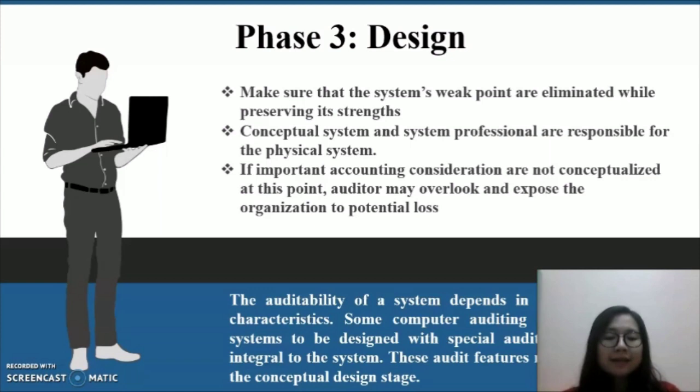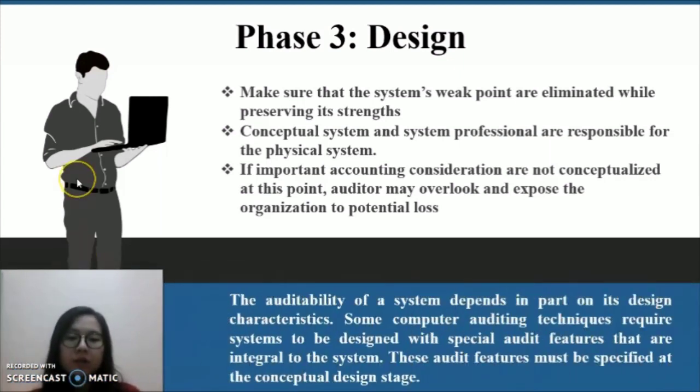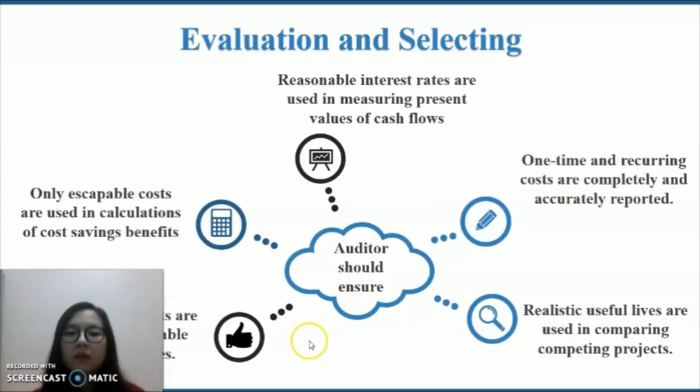The design characteristic is very important because the auditability of the system depends partly on it. Some computer audit techniques require the system to be designed with special audit features. They are integral to the system, so these audit features must be specified at this design phase.